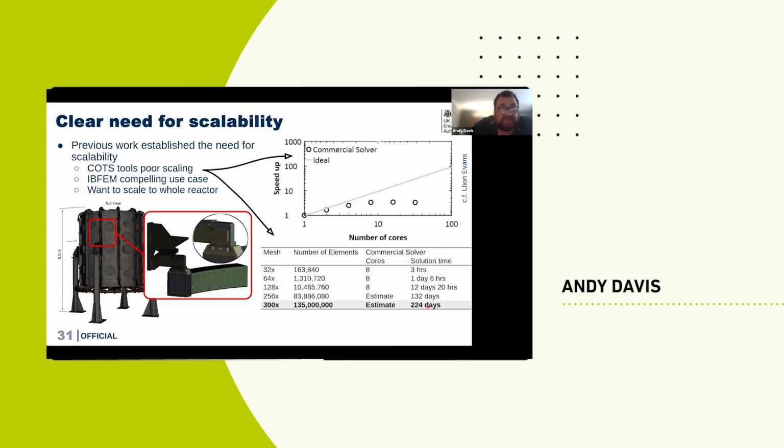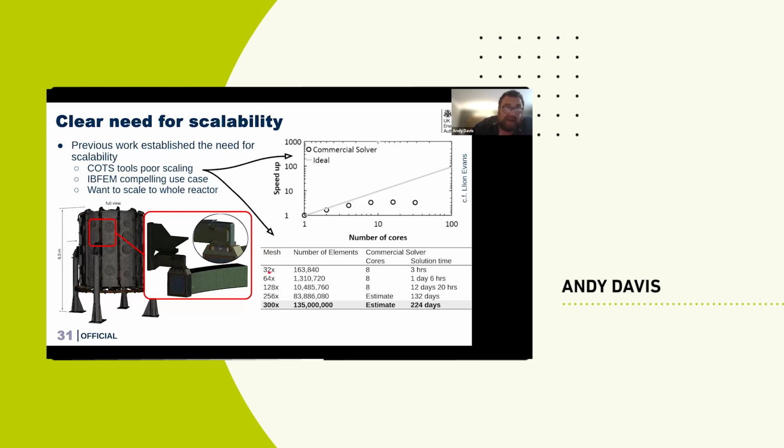That means we have to have software that can scale. Previous work has already established that, generally speaking, the commercially available tools don't scale very well. When you take this unnamed solver and throw it at a problem, either when your problems become bigger or you'd like your answer faster, you can throw more CPUs at it, and you can see in this particular problem, the code no longer gets any speed up.